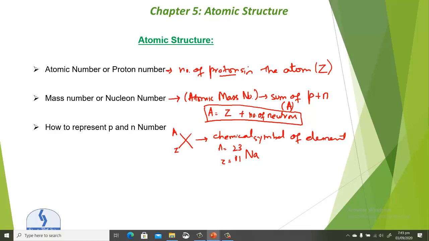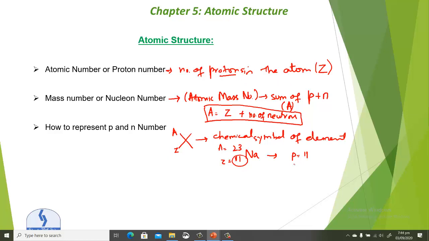If I want to calculate the number of protons, neutrons and electrons, what do I do? How many protons are in this sodium? Come on, guess. Yes, protons equal 11. This is because Z is the atomic number or proton number, the number of protons. So protons are 11 in sodium.